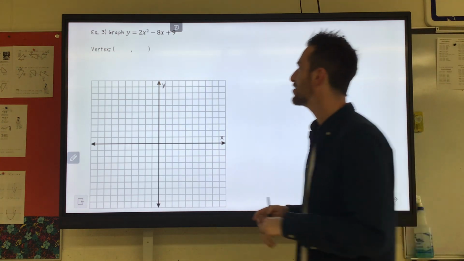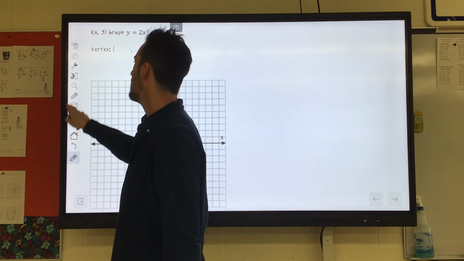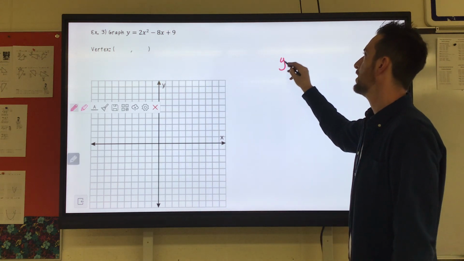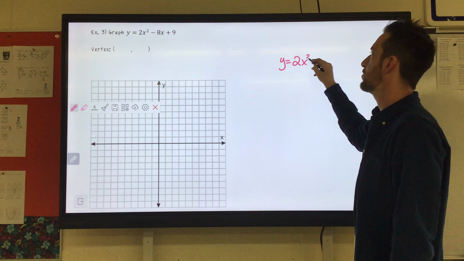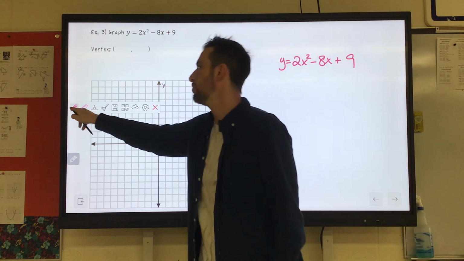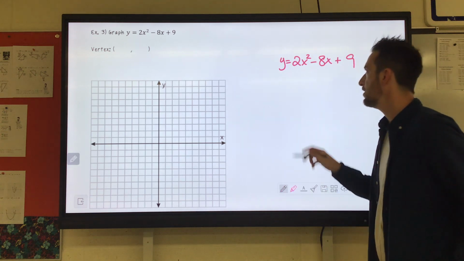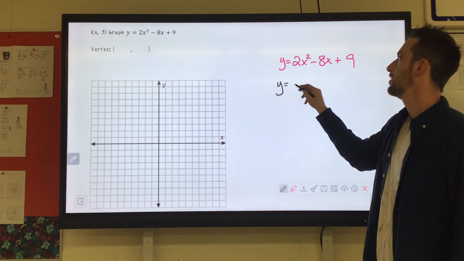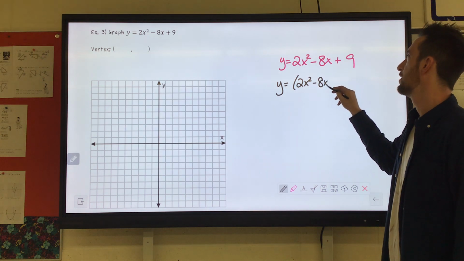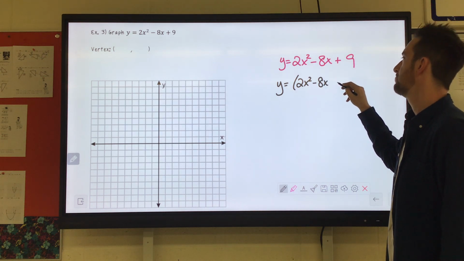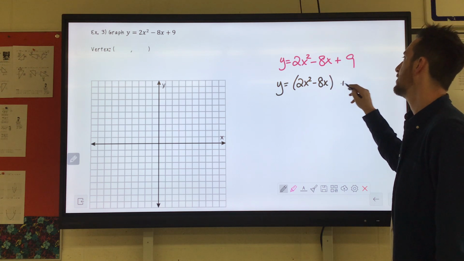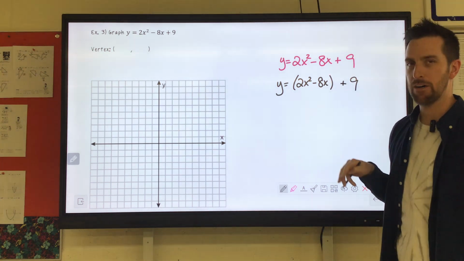2x squared minus 8x plus 9. I'm going to write that over here. Y equals 2x squared minus 8x plus 9. So we're going to group the a and b together again. All right, we got something to do before I throw in the boxes.